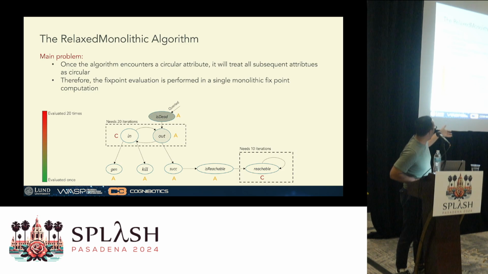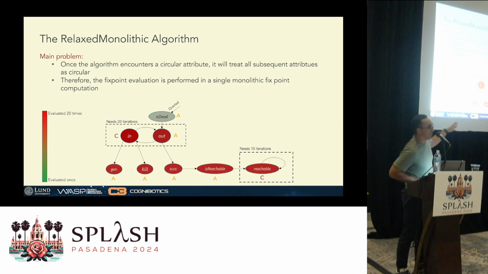isDead will call out, that will call in. In here is a circular attribute. So from now on, the algorithm will treat everything as circular, and everything will be computed in this big monolithic fixed point computation. So everything will be re-evaluated 20 times. So gen will be computed 20 times, kill 20 times, even if they are supposed to be non-circular. So that's a huge waste of resources. And then we have isDead, which, once everything is finished, is cached immediately and returned. So that's computed only once.